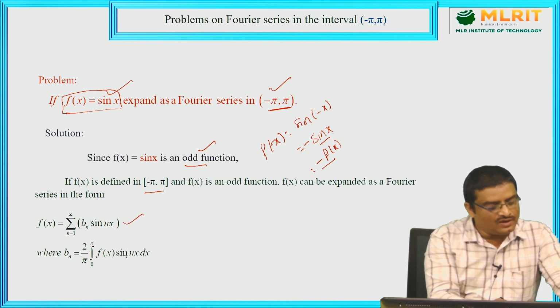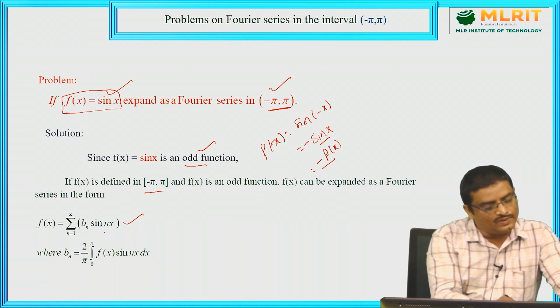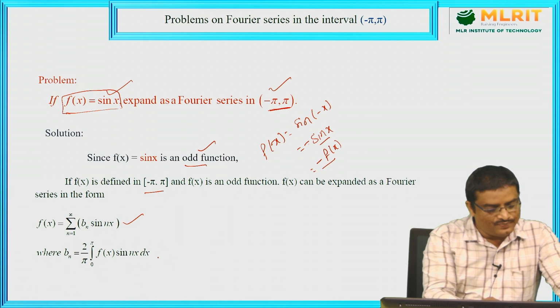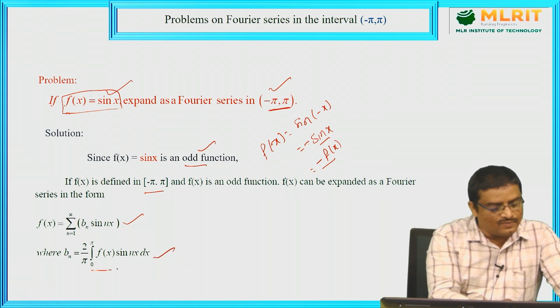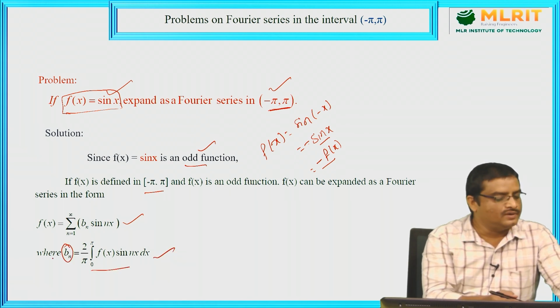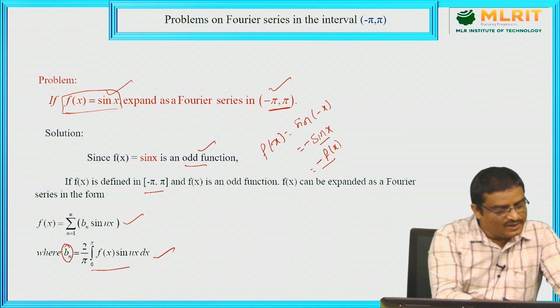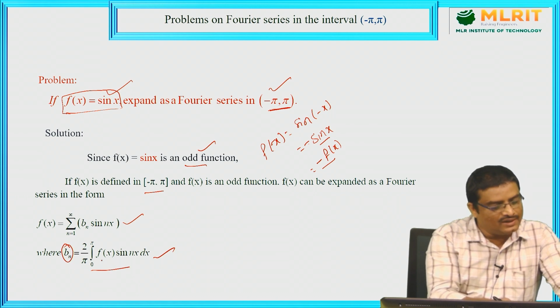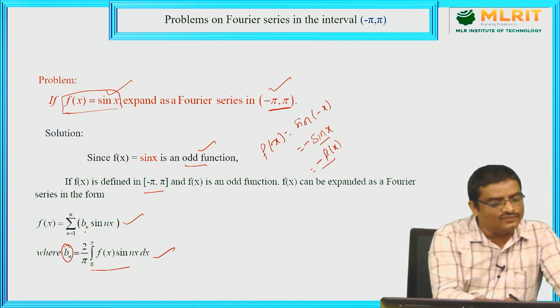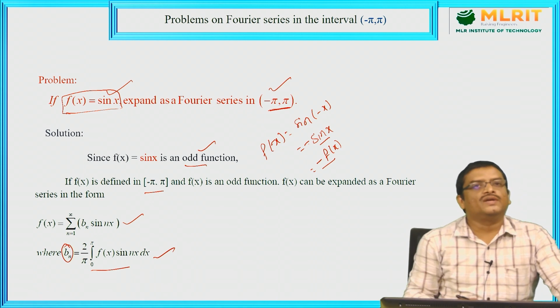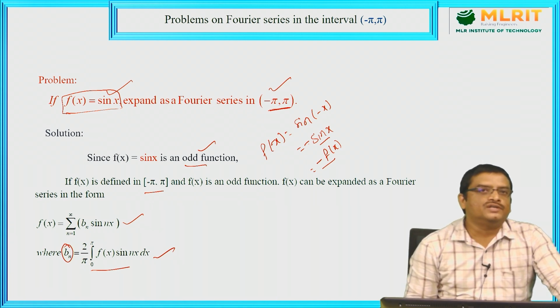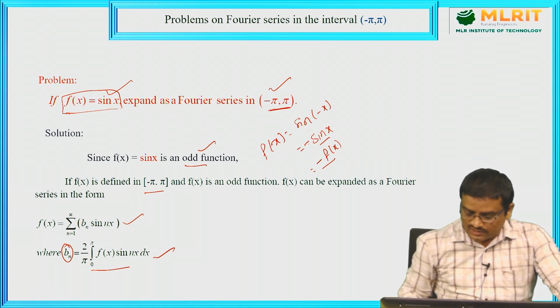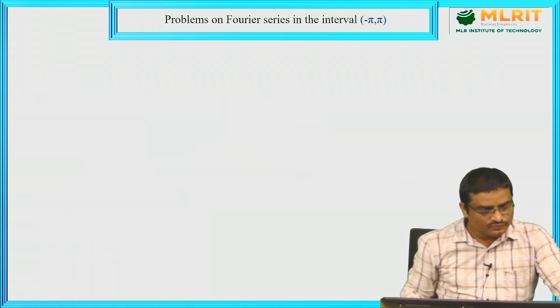So write down that formula. f(x) is equal to summation bn sin nx, and by using this standard formula, find out the value of that coefficient here. After finding this coefficient bn by evaluating this integral, if we substitute that bn in the Fourier series expansion, then we can get our required Fourier series for an odd function in the interval minus pi comma pi.